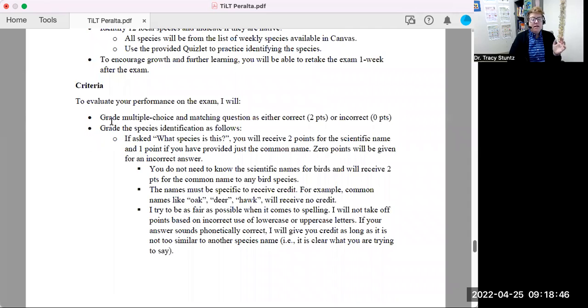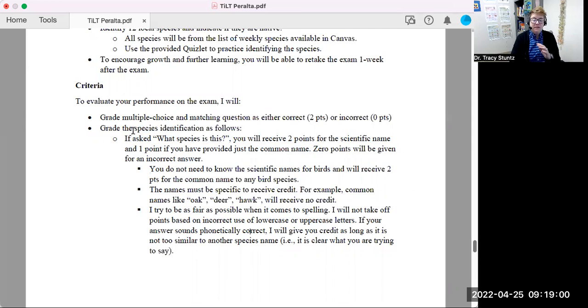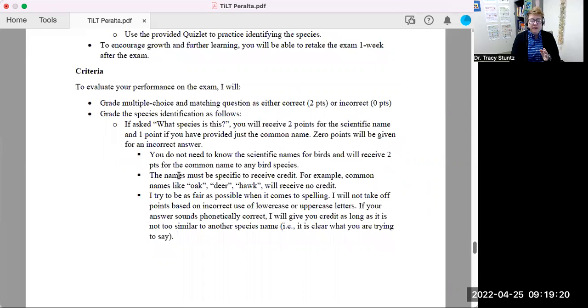The other part that I really loved about this is that even in an exam, the faculty member is giving them examples. Especially with those short answer or fill in the blank type questions, the species identification, if asked what species is this, you'll give 2 points for the scientific name and 1 point for the common name. You do not need to know the scientific names for birds, and you'll receive 2 points for the common name to any bird species. The names must be specific to receive credit. I try to be as fair as possible when it comes to spelling.